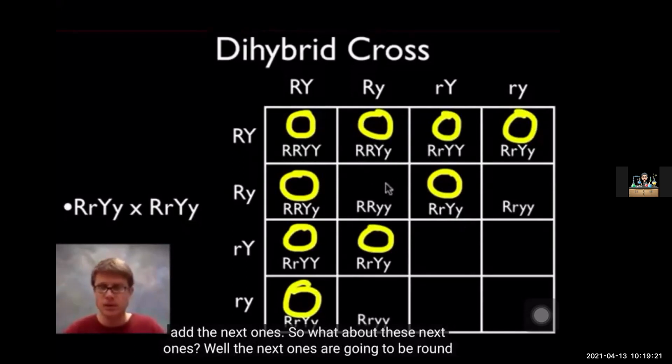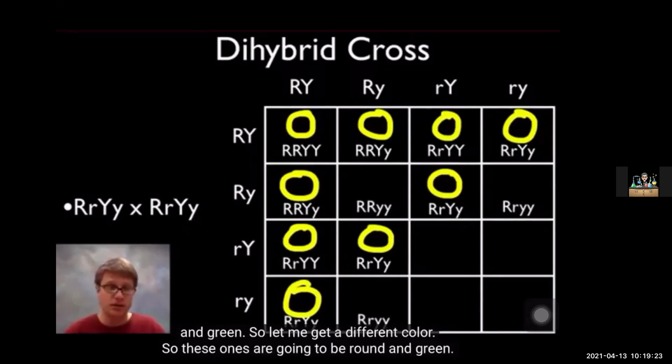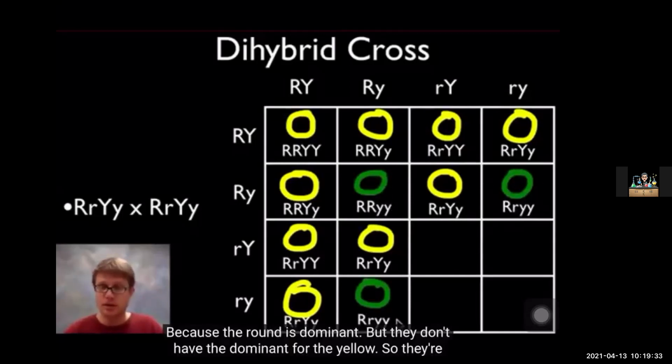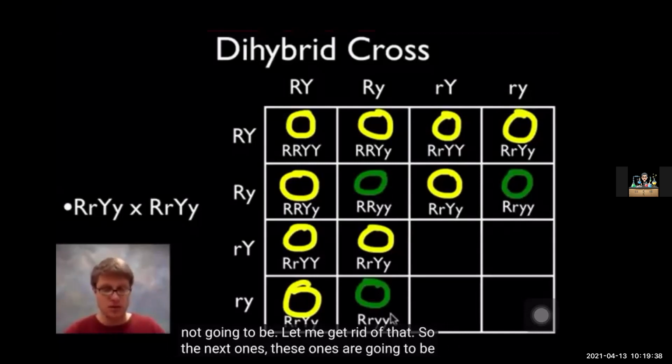So what about these next ones? Well, the next ones are going to be round and green. So let me get a different color. So these ones are going to be round and green because the round is dominant, but they don't have the dominant for the yellow. Let's add the next ones.